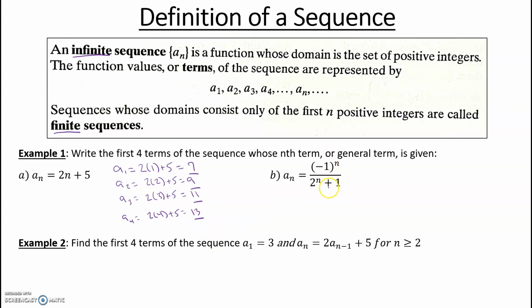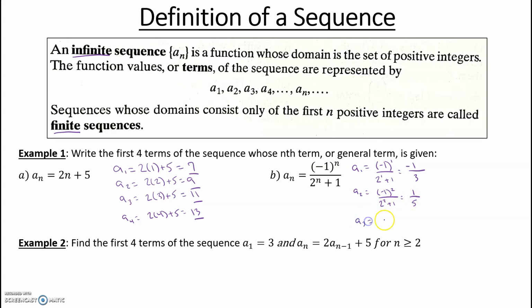Next one looks a little more complicated, but same process. So if we want to find the first term, we're going to plug in 1. Negative 1 to the first power over 2 to the first power plus 1. So we got negative 1. 2 to the first is 2 plus 1 is 3, negative 1/3. Let's plug in 2. So we've got negative 1 to the second power over 2 to the second power plus 1. So negative 1 squared gets me positive 1 this time. 4 plus 1 gets me 5.